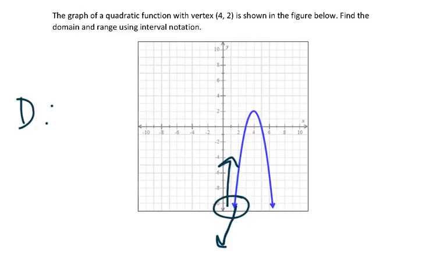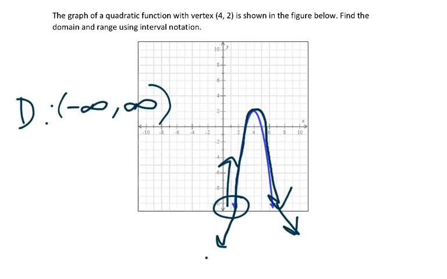So for my domain, we're going to say that it starts from negative infinity because it's going forever to the left, okay? But then we're also going to look at what happens as we move to the right. So remember, you read a graph from left to right. If I follow this parabola from the left to the right, the graph looks like it's going down, but those aren't your x values. My x values are going to the right. So it's going to the right forever. And so it's negative infinity to positive infinity.